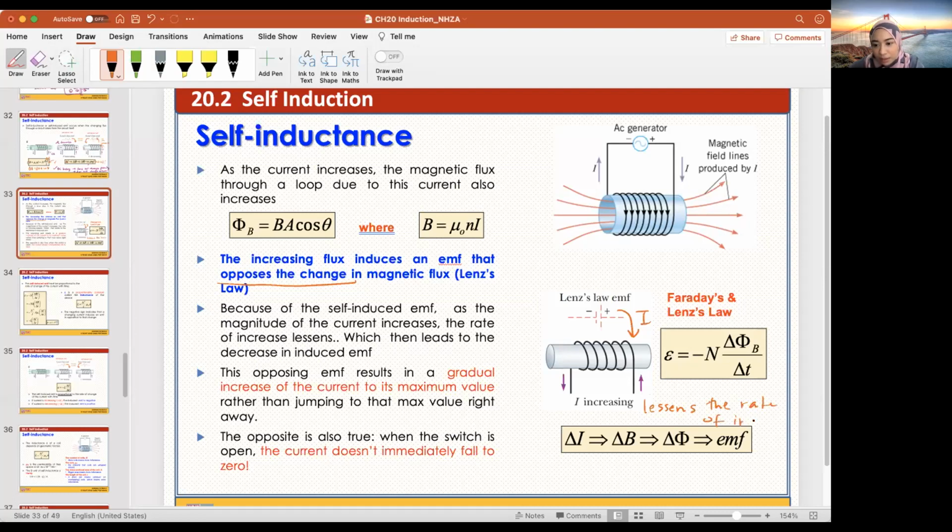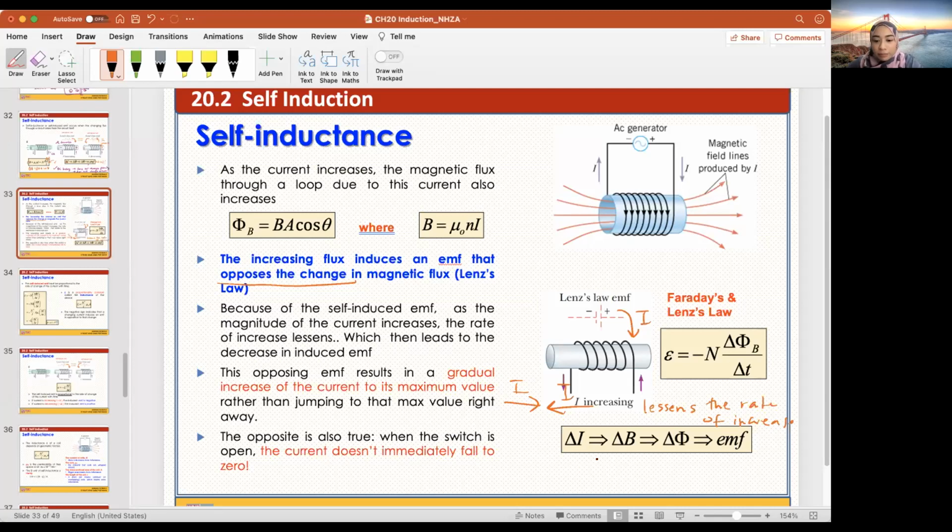Okay, let me repeat that again. So when I have an I increasing, I induce an EMF because I don't want it to increase, right? I don't like the change. So when I induce the EMF, I am creating an I that flows in the opposite direction. So when we have an I in the opposite direction to the actual I, they will collide, and this makes the rate of increase decrease.